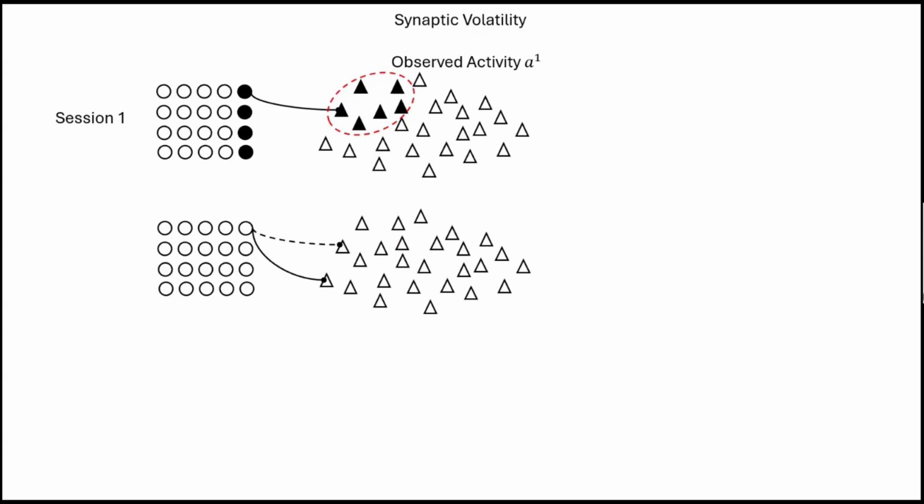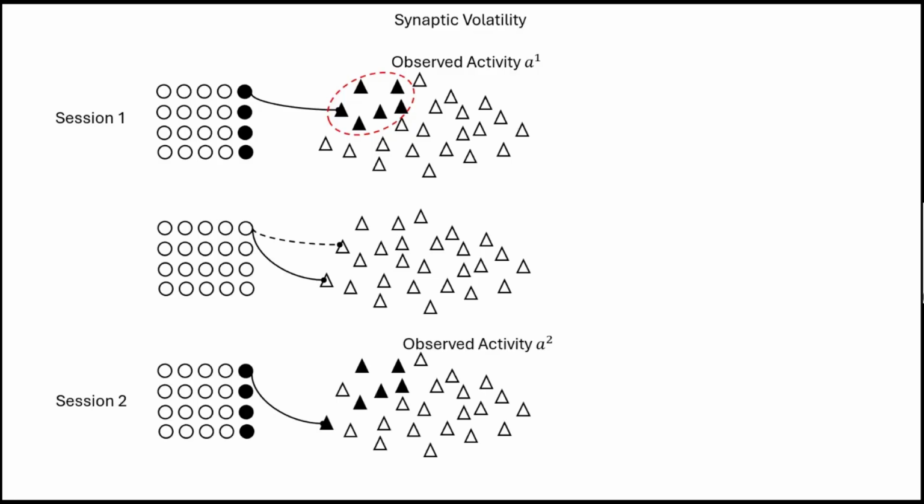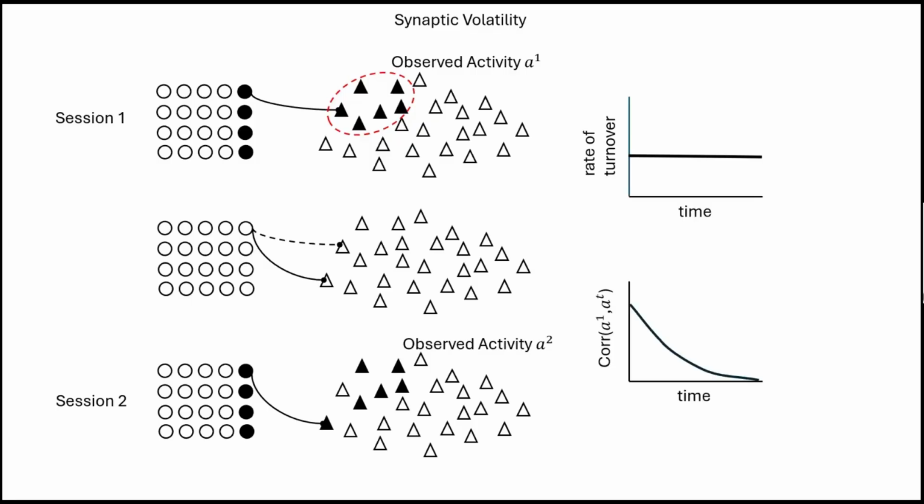And in between sessions, there's some changes to the synapses. See, this synapse just disappears, and this one appears for some reason. And then in a subsequent session, by virtue of those changes, the pattern of activity has changed. So if there's just some rate of synaptic turnover in my simple model here, that's going to lead to a continual decrease in the correlation of this pattern of activity that I'm observing, in agreement with experiment.